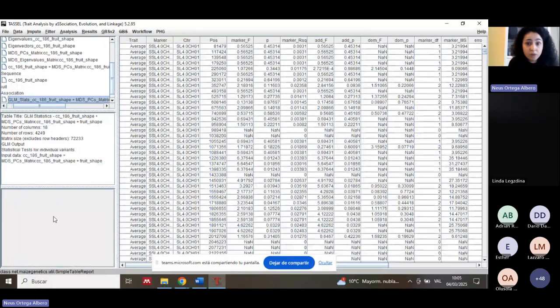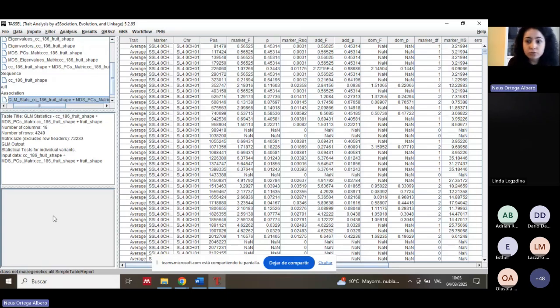Okay, and the program just performed the GWAS with the GLM statistical analysis, which is a simple one, but that takes into account the distance matrix.